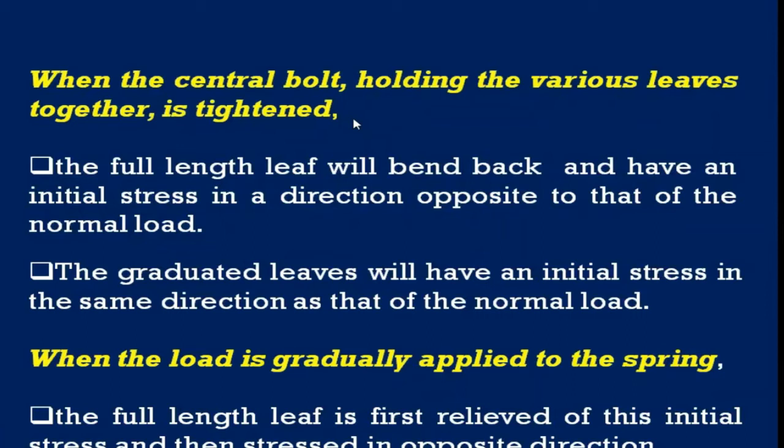When the load is applied on these members, obviously stresses are developed, and these stresses are known as initial stresses. These stresses are in no way concerned with the load acting on the vehicle. They are due to the load caused by the tightening of the central bolt. That's why they are known as initial stresses. So, when the central bolt is tightened, the full length leaf will bend back and have the initial stress in the direction opposite to that of the normal load.